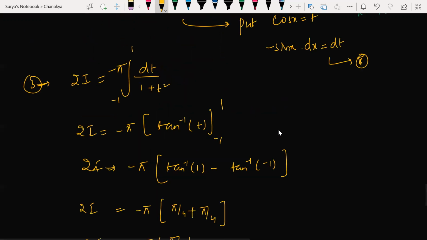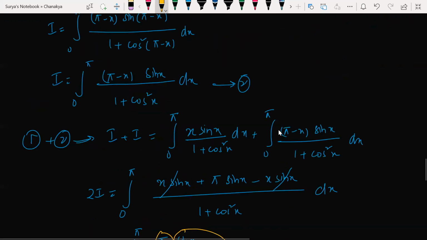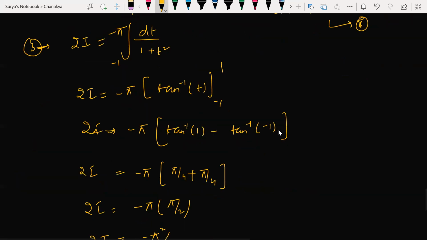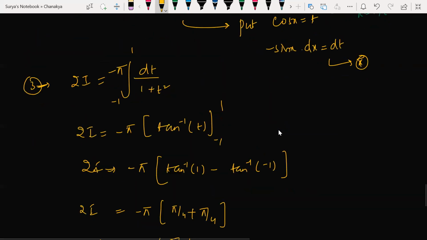Guys, we can do one thing here. See, to avoid this minus, what can we do? Check whether we have an option or not. Minus pi square by 4, we don't have an option. So to avoid that minus here itself, we can do one thing. We learned one gimmick. What is that gimmick?